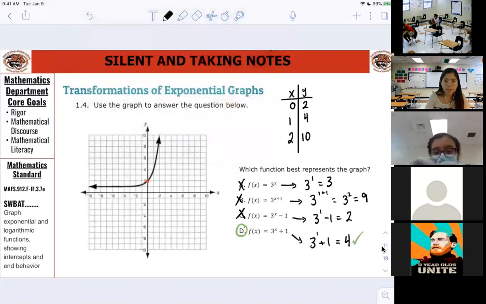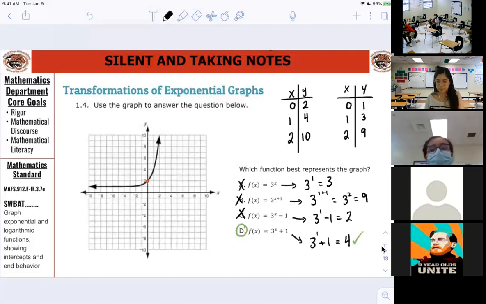So really, what happened is you had y equals 3 to the power of x, and then they moved it up by 1. Originally this would have been 0, comma 1, 1, comma 3, and 2, comma 9. But then everything got moved up by 1. So that's what happened. So it was answer choice D. This one was a little bit more challenging. Does anyone have any questions? No. Make sure you are good to go, because I don't want to hear it if you don't understand it after this.